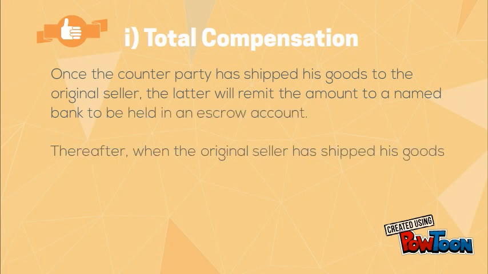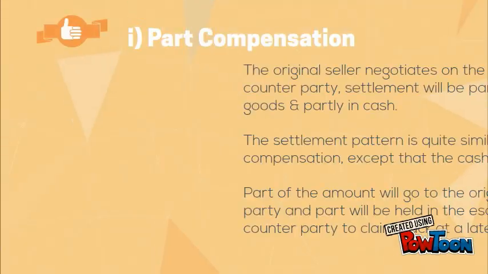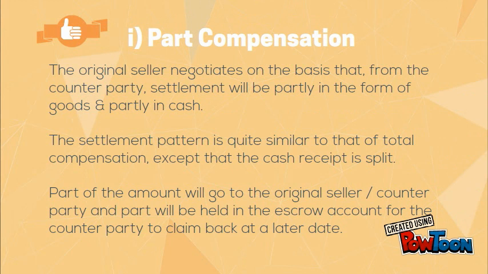Thereafter, when he has shipped his good to the counterparty, he will claim the sum due to him from the said bank. Therefore, the settlement will be partly in the form of good and partly in cash. The settlement pattern is quite similar to that of total compensation, except that the cash receipt is split. The part of the amount will go to the original seller.